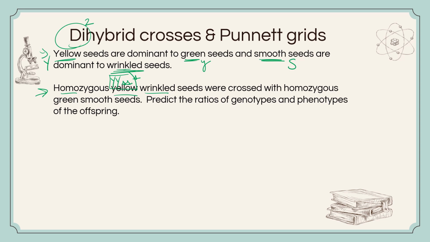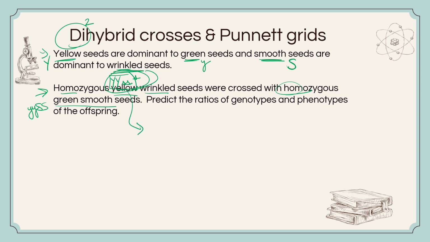The other parent plant is green and smooth seeds. Remember that green was recessive. I'm going to use little y, little y, because again, we're homozygous. Smooth is going to be that dominant trait, big S, big S. Let's say that this is the parent that is contributing the pollen grains. It's the male plant. The pollen grains have sperm cells in them.